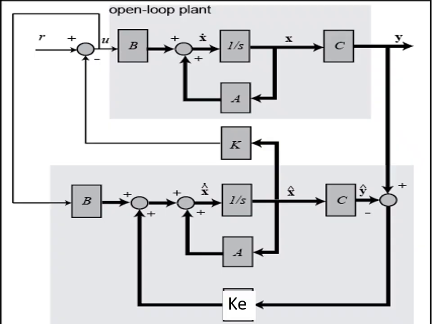This is the block diagram of the state observer. We take the output Y and compare it to the estimated Y, the estimated output. Then we get the error, multiplied by a constant K, which is then used as input. The input is used to get the estimated states, and these estimated states are fed back to the original system to obtain the output.